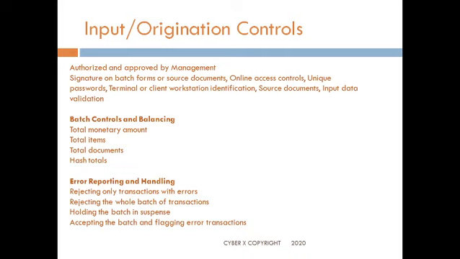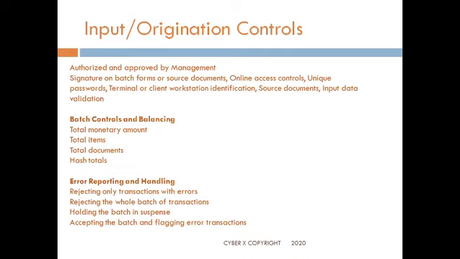What's this? How is the batch control done and how is the balancing done? There are various methods. You would check the total monetary amount. So the monetary amounts, this has been the input and this is how the batch has performed and this is what has come out. Or you could have total items where the items are counted. You could have total documents where the documents are counted, or you could do a hash totaling to see that there have been no changes to it.